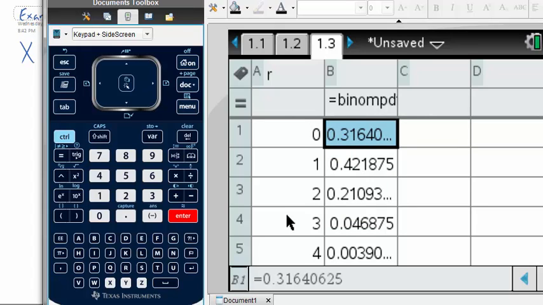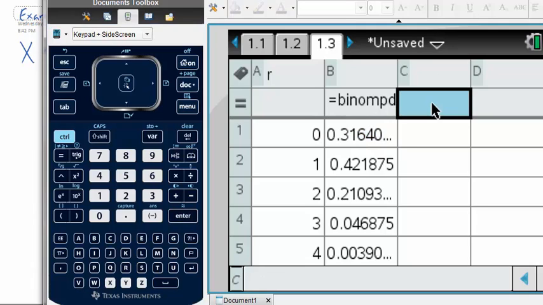To find the mode and the median, what do we need to look at? Well, the mode is the most probable outcome. We can see that from here. We know that the mode is x equals 1 because it has the highest probability of happening, 0.422. To find the median, however, we need to know the cumulative frequency distribution.